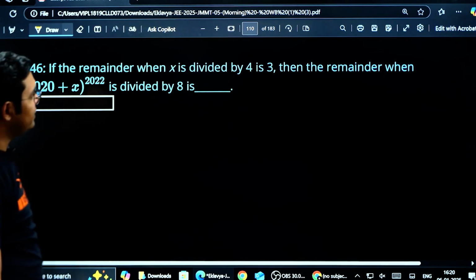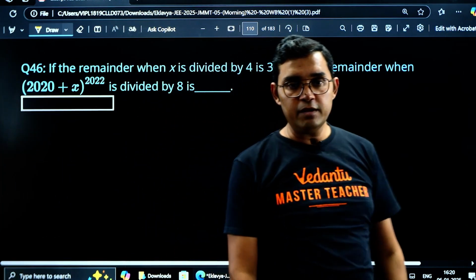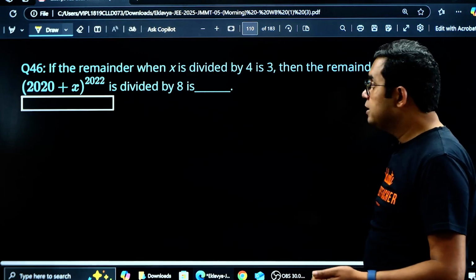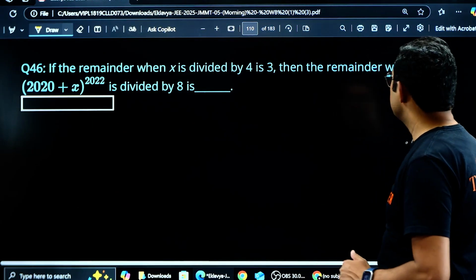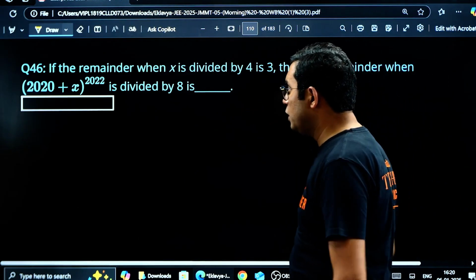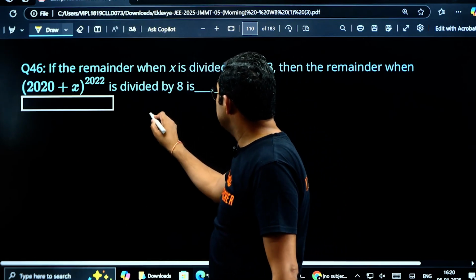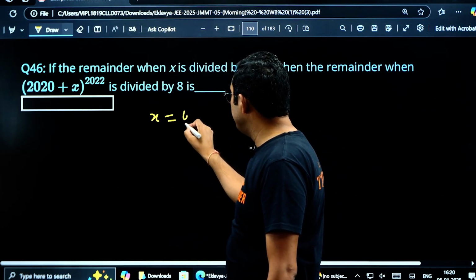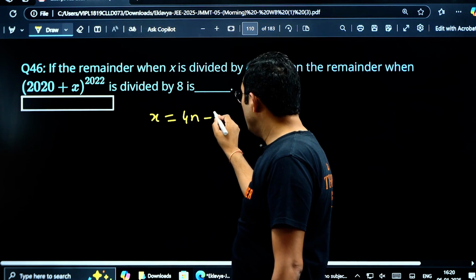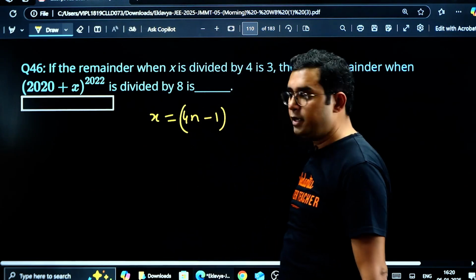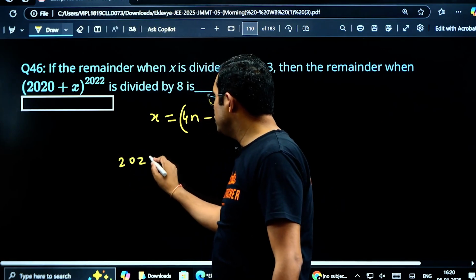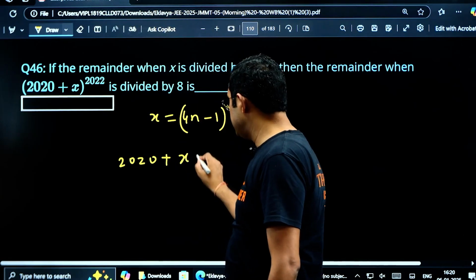The remainder when x is divided by 4 is 3, and we need the remainder when (2020 plus x) power 2022 is divided by 8. Now please listen carefully. If x gives remainder 3 when divided by 4, then x can be taken as 4n plus 3 or 4n minus 1, it is fine. Then this quantity will be 2020 plus x. Let me write it as x only.